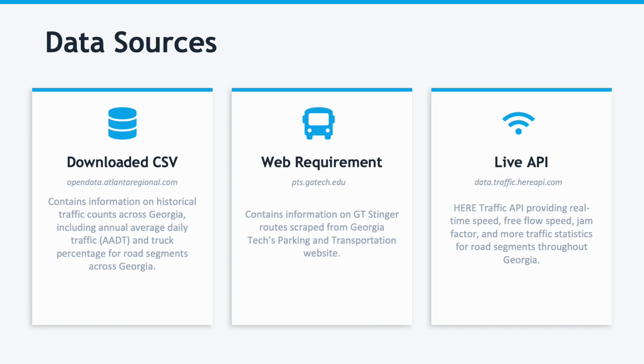So onto the data sources. I found these because I wanted to do something relevant to Georgia Tech and traffic around Atlanta, which pertains to a lot of people that come here. So that's how I looked up the Georgia Tech Stinger routes, and then I decided I want to look at historical traffic patterns, leading me to find the downloaded CSV file with traffic counts across Georgia. And what's cooler than having live data that can change every second? So that's how I ended up going to this live API, which shows real-time traffic patterns around Georgia, and I can limit that to within ATL as well.